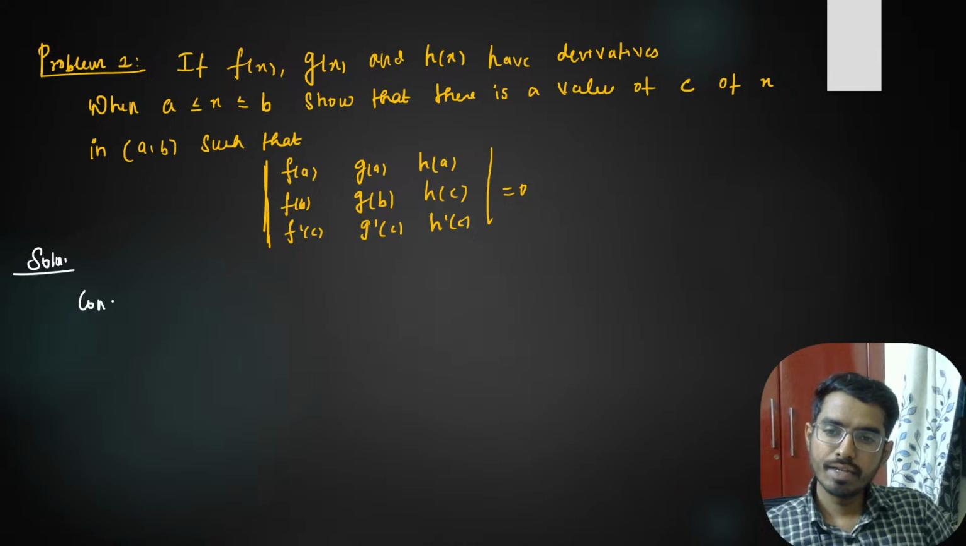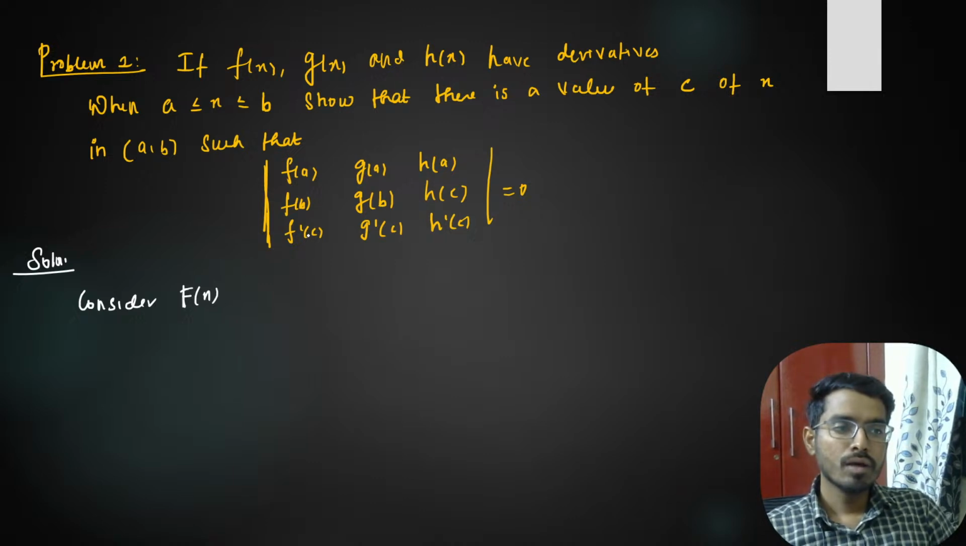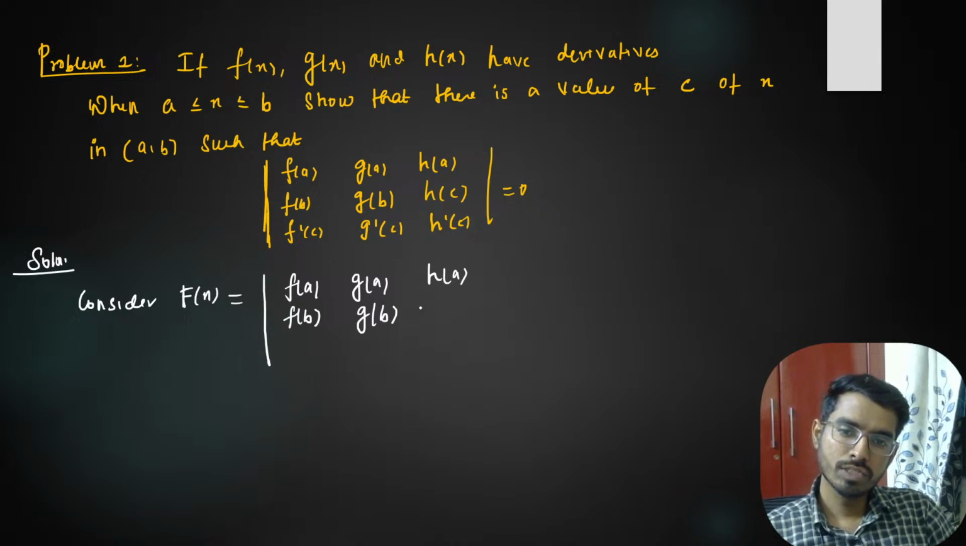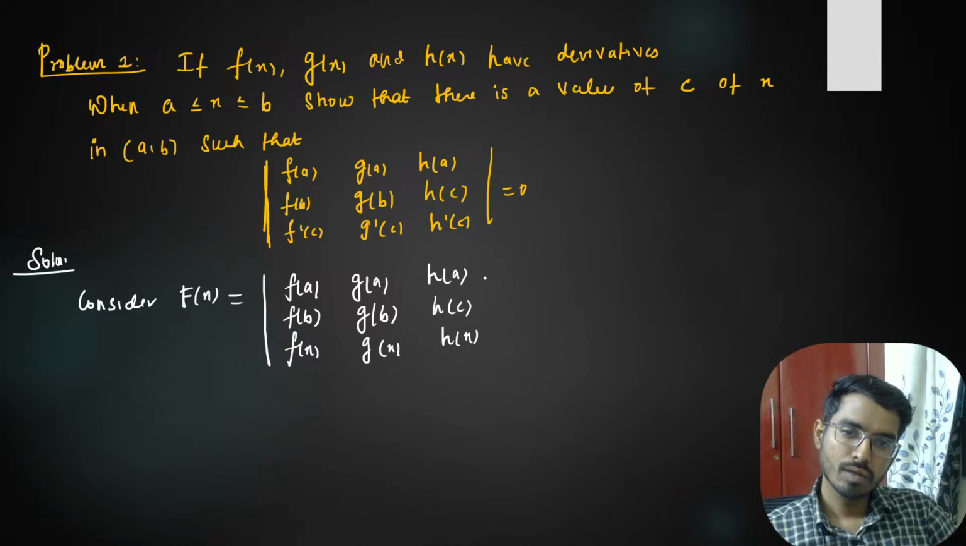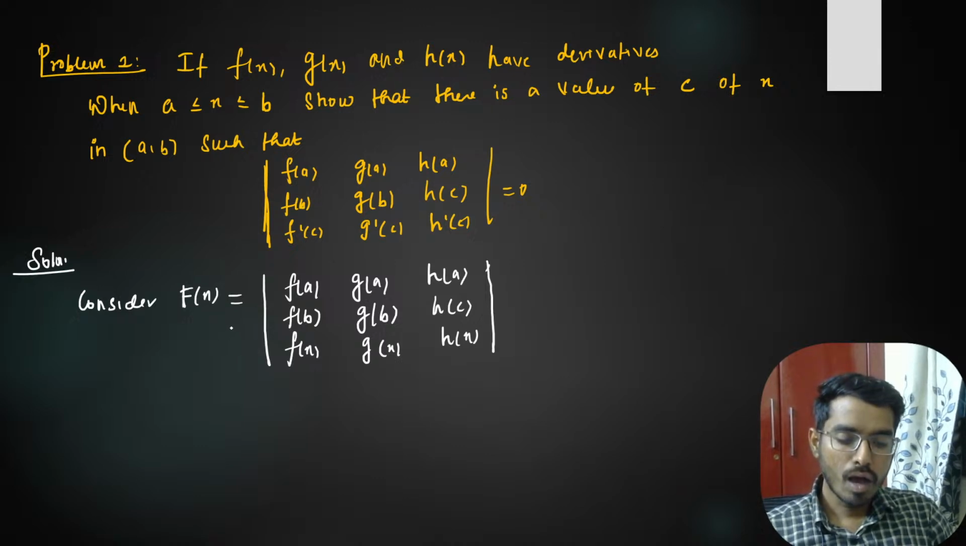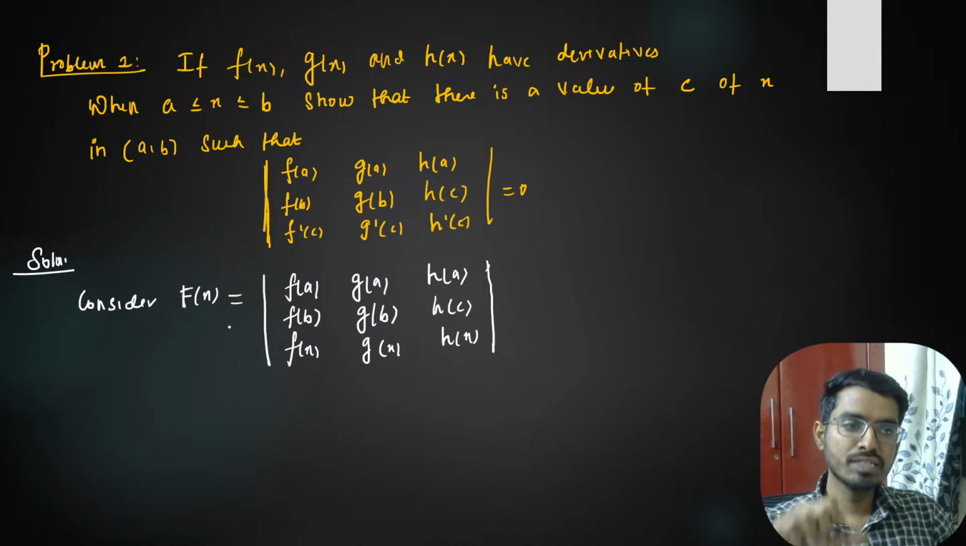So we will do this. Let us see. Defining a function is an art, right? Defining a function is an art. Let us define a function F of x as the determinant of f of a, g of a, h of a, f of b, g of b, h of b, and instead of f dash, g dash, h dash, let us define it as f of x, g of x, and h of x, right? Now, this capital F of x satisfies all three conditions of Rolle's theorem.